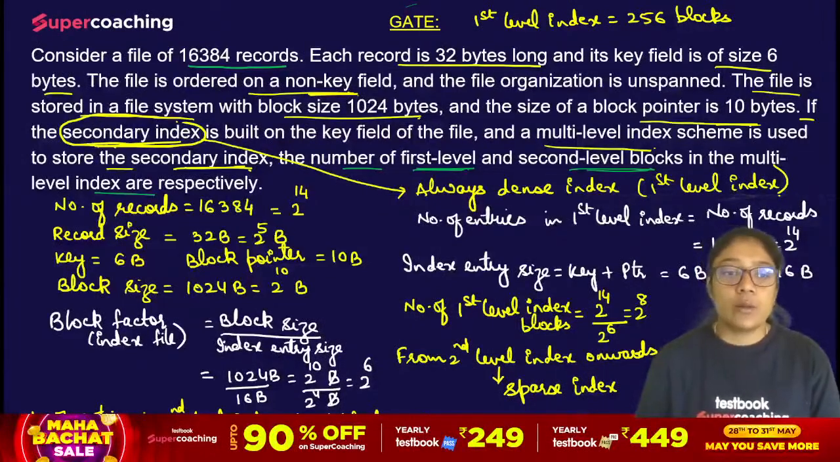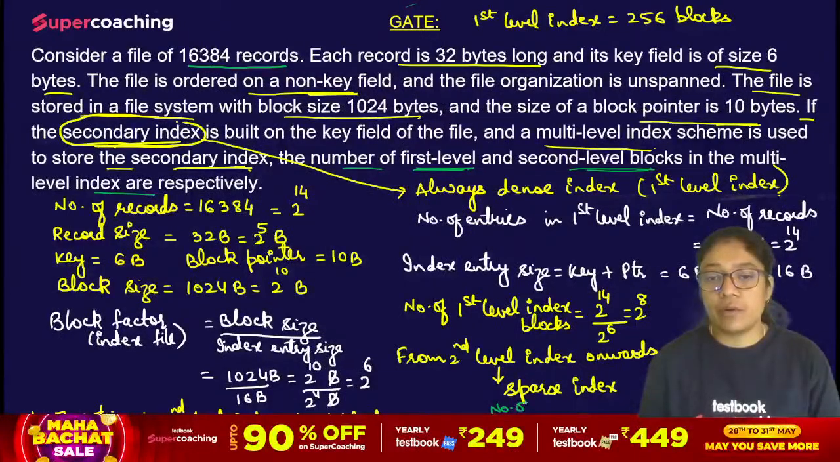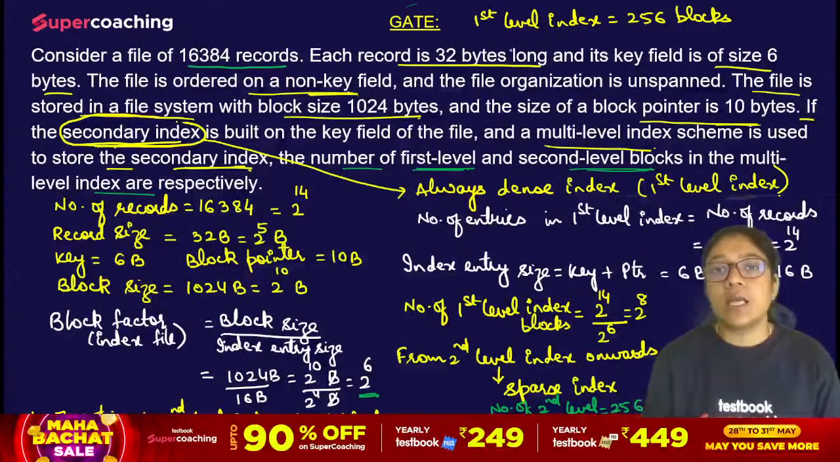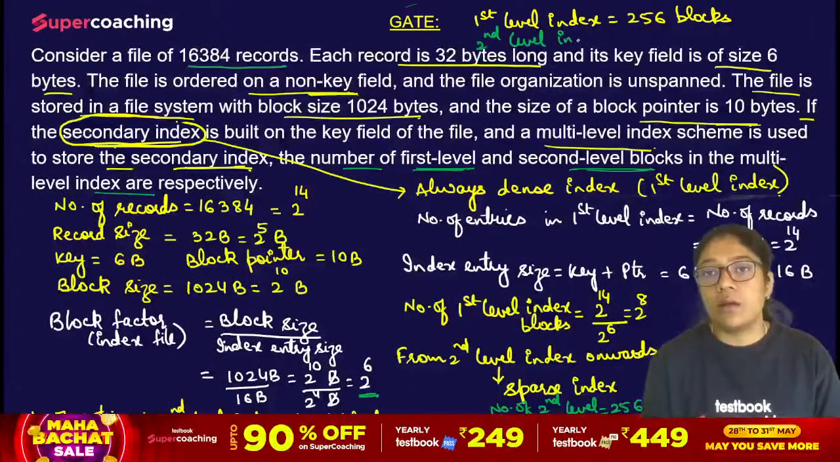Now we have to find out the number of blocks. So the number of second level index blocks: number of entries are 256. Block factor is, we have already calculated, that is 2 raised to power 6, that is nothing but it comes out to be 4. That means second level index blocks are 4 blocks.